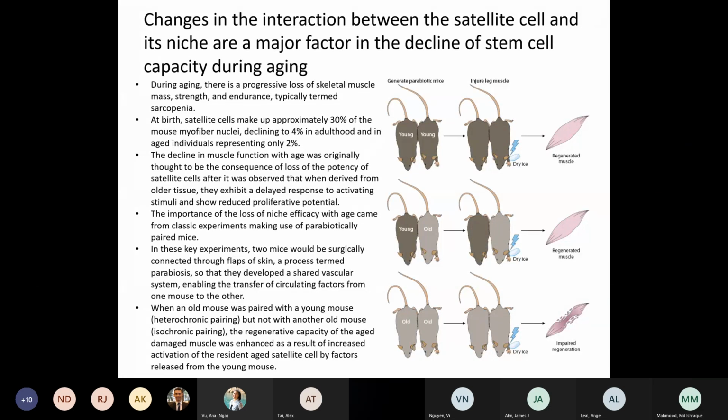That means in circulation, there is some factor that goes to the stem cell niche, activates the muscle stem cells for that old animal. Then you can't say it is because of cell loss, but rather that's the environment. So the old animal doesn't have as good an environment as a young animal. So the niche is different. That's what this study proved.